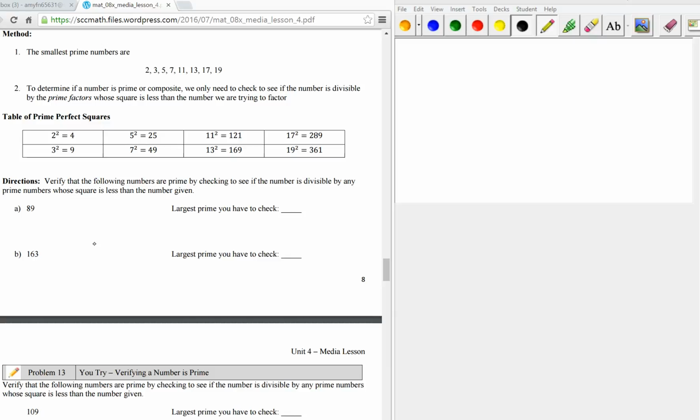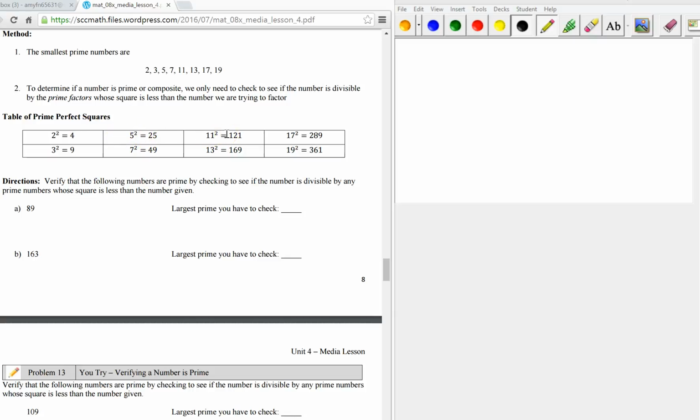Okay, and the reasoning behind this is typically students, when it comes to prime numbers, think if it's odd and they can't think of a factor, then it's probably prime. So we want them to have a process to do this, a rigorous process that truly shows whether a number is prime or not. Okay. Notice here we have a table of prime perfect squares.